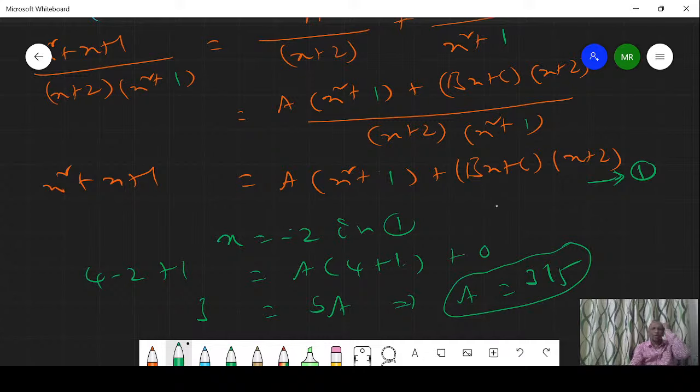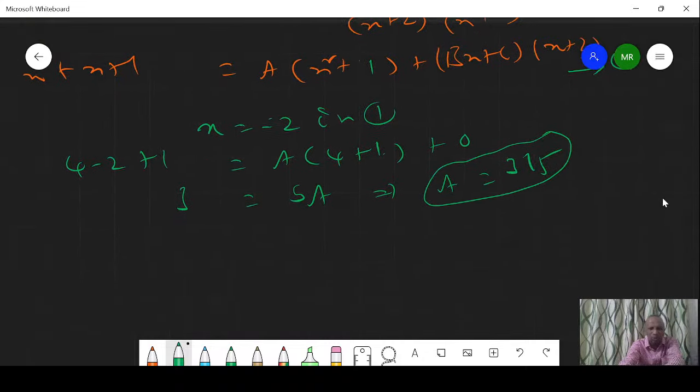Now, to find b and c. But we know the a value. Suppose if I put x equal to 0, I can eliminate b and a clearly, and directly I can find c. Put x equal to 0 in 1.